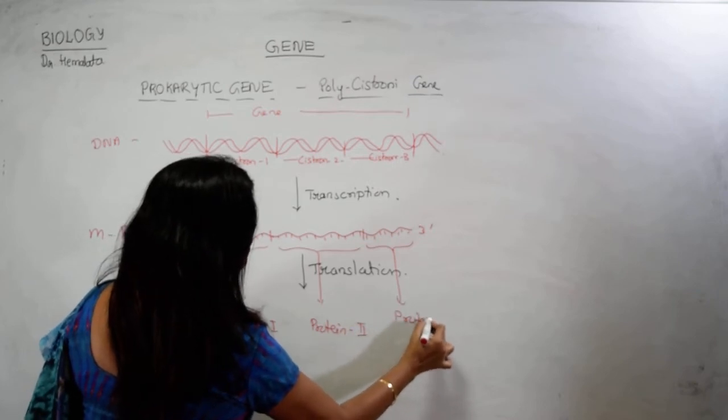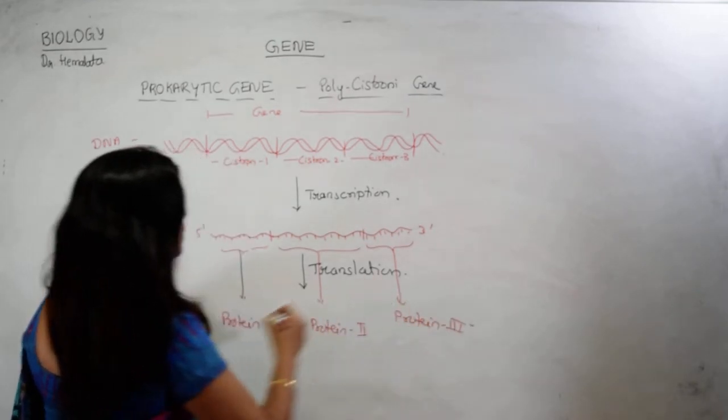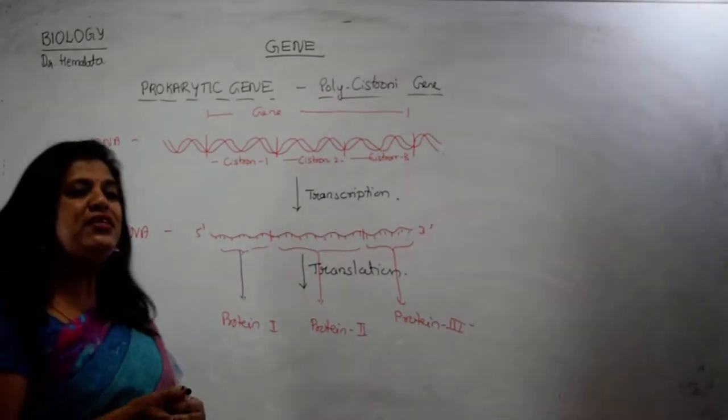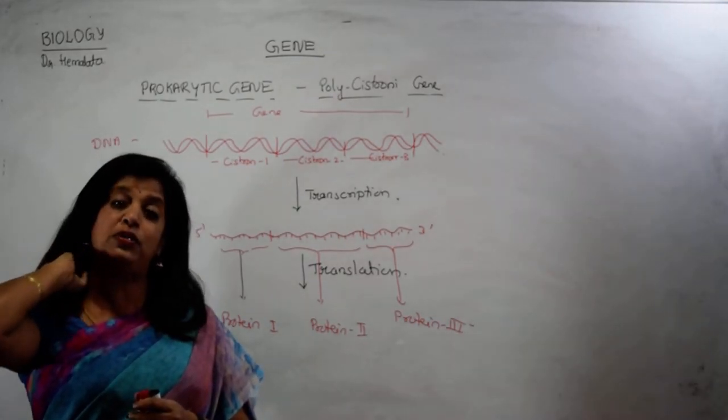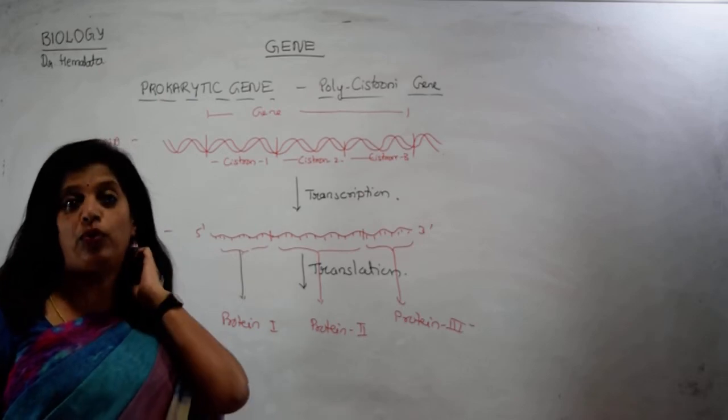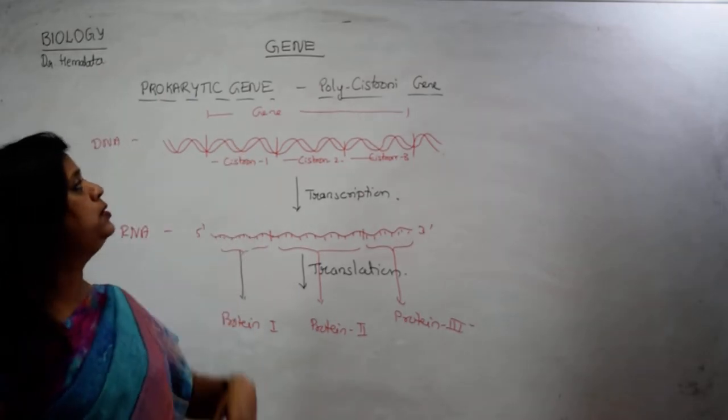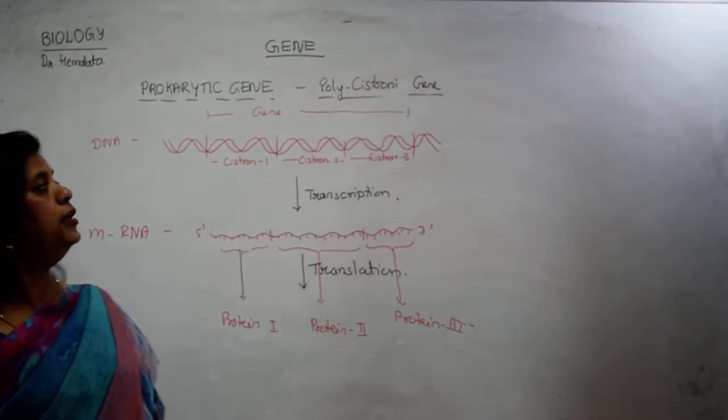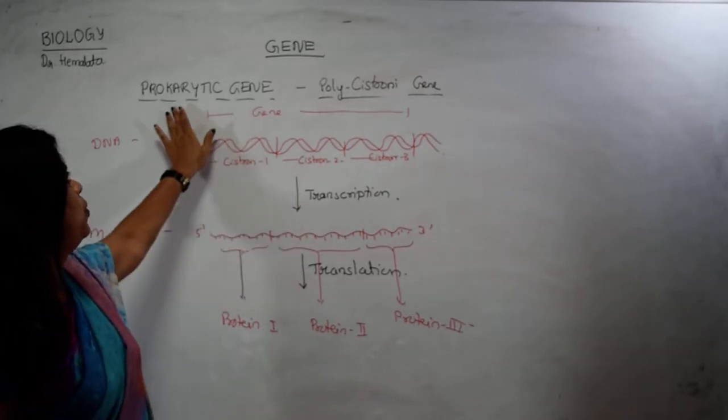So what do you understand by this? It simply means that one gene is made up of many cistrons that carry the information for many proteins. Therefore, we call it a polycistronic gene, and it is found specially only in prokaryotes.